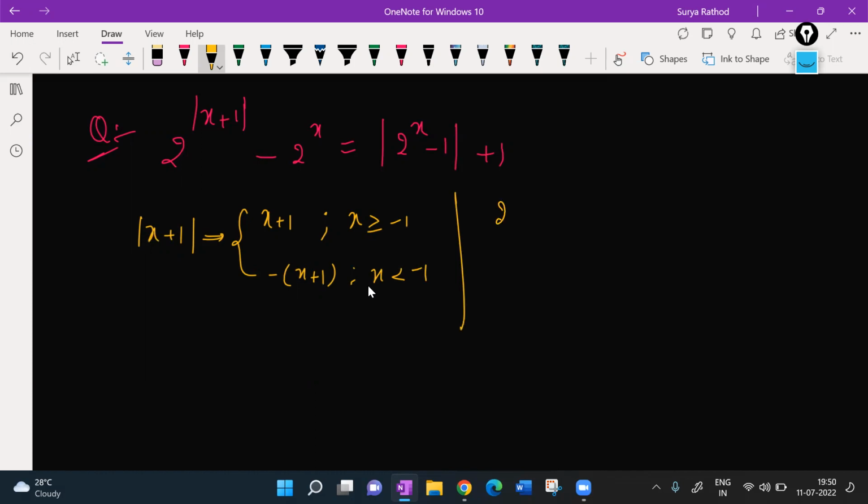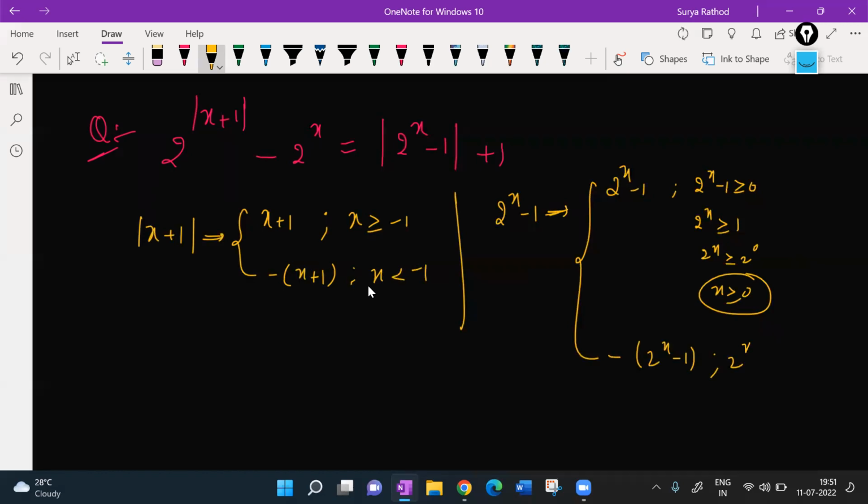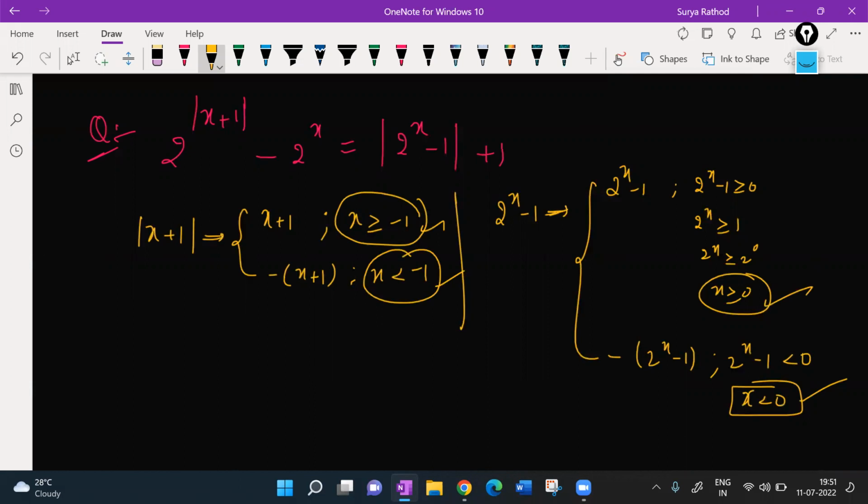Now, how is the other function, |2^x - 1|, going to be defined? It is 2^x - 1 when 2^x - 1 is greater than or equal to 0, which is nothing but 2^x greater than or equal to 1. So 2^x is 2 to the power of 0, which is nothing but x greater than or equal to 0. It is going to be negative (2^x - 1) when 2^x - 1 is less than 0, so x is going to be less than 0 here. If you solve this, you will get this. You understood how I got these 4 inequalities or not? Tell me. Quick.